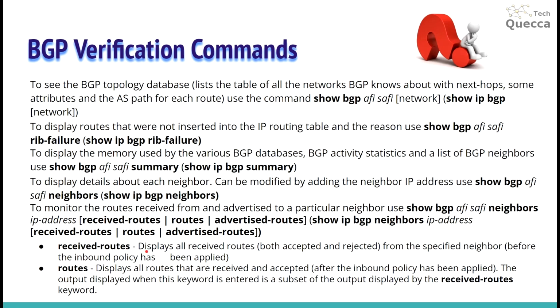If you use received-routes, it displays all received routes, both accepted and rejected from the specified neighbor. But it shows routes before the inbound policy has been applied. If you use routes, it displays all routes that are received and accepted after the inbound policy has been applied. And advertised-routes, as you understand, are the routes which were advertised to the neighbor.